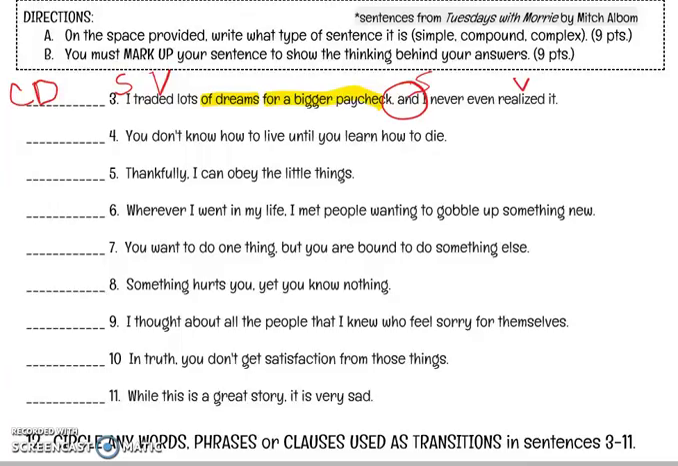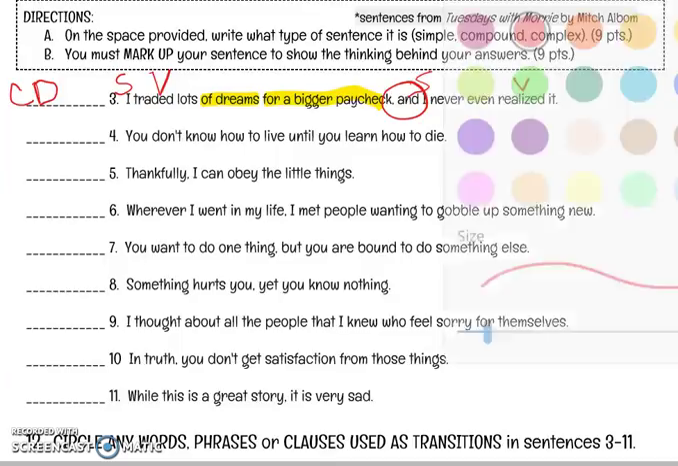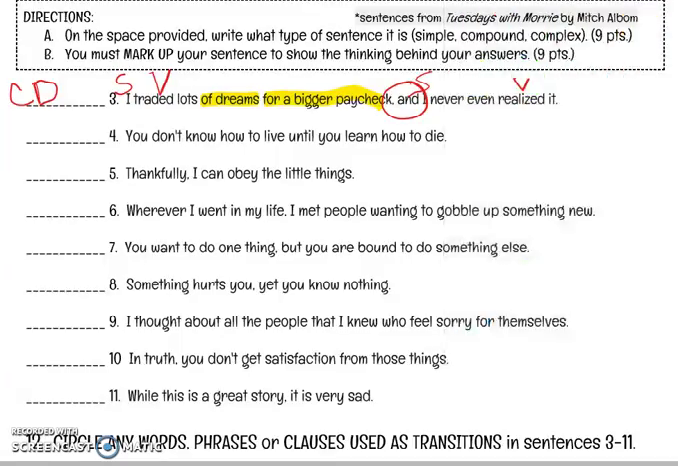Number 4, you don't know how to live until you learn how to die. So I can tell right away that there is no compound sentence because there's no comma fanboy. So let's see, what can I get rid of? I see an infinitive, to live. I see another infinitive, to die. I'm going to look for a subordinating conjunction now, and I see until. Until what? Until you learn how to die.